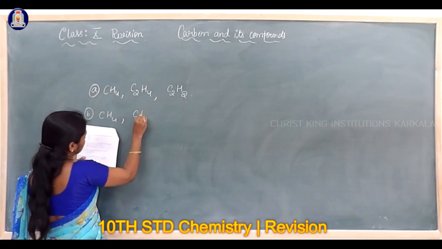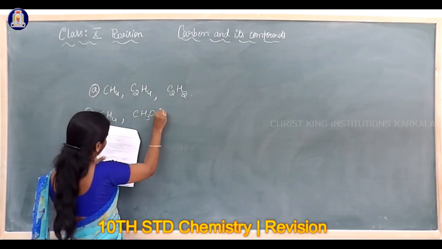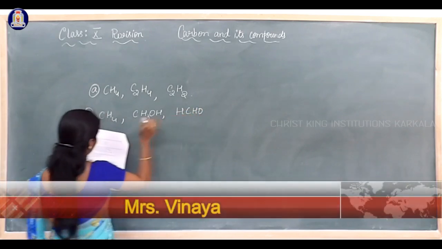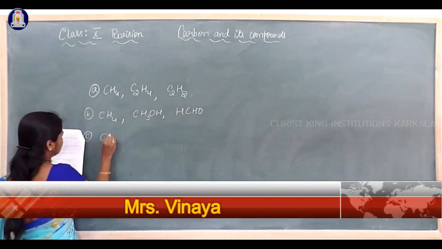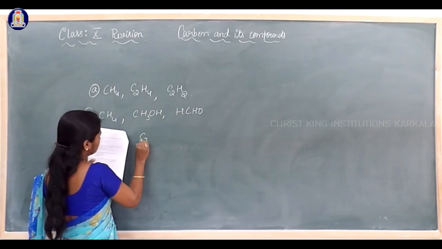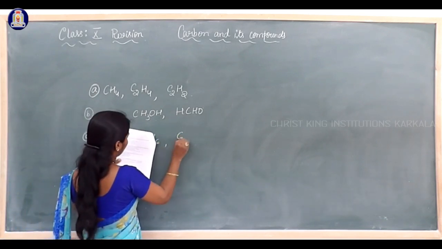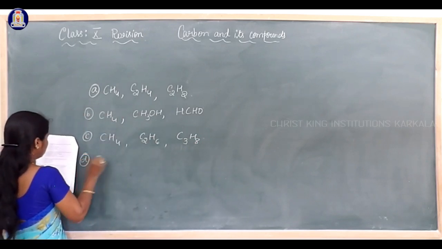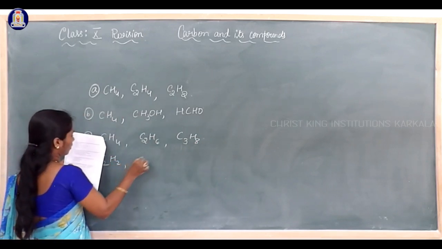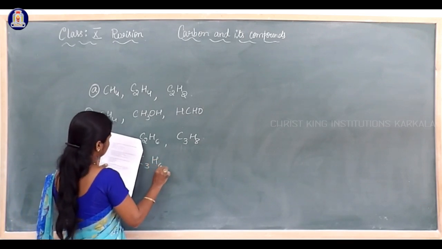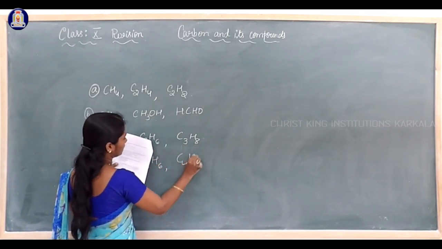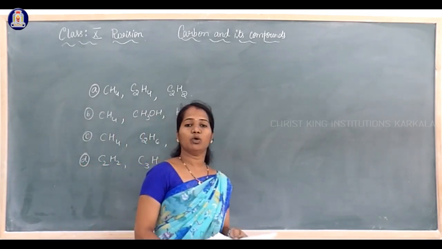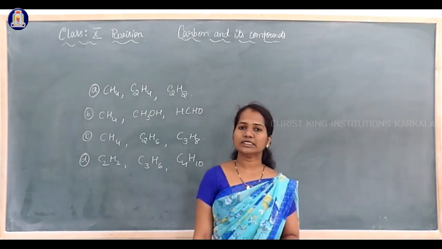In the second group, CH4, CH3OH, HCHO. In the third set, CH4, C2H6, C3H8. Fourth set, C2H2, C3H6, C4H10. So the question is, which group of compounds is in a homologous series?